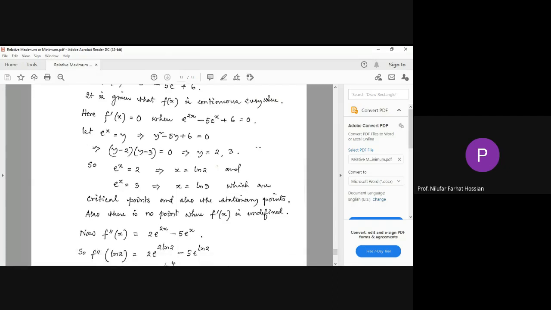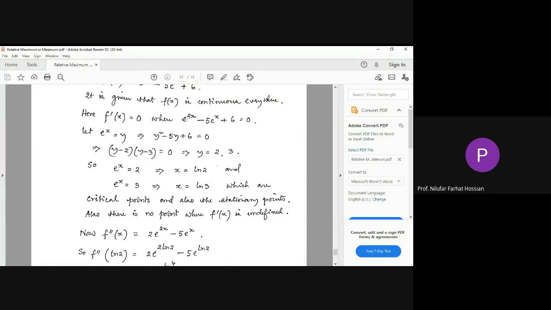Let us suppose that e to the power x equal to y. So it will be y square minus 5y plus 6 equal to 0. Find the factors. It will be y minus 2, y minus 3, and so the values of y equal to 2 and 3. Y means e to the power x. So e to the power x equal to 2, which gives you x equal to ln 2, and e to the power x equal to 3, which gives you x equal to ln 3. These are the critical points, and they are also stationary points.